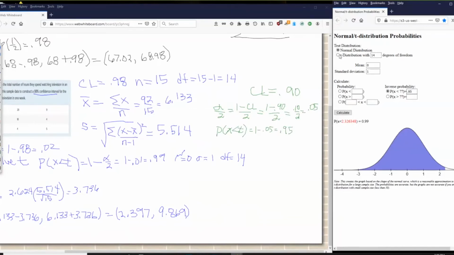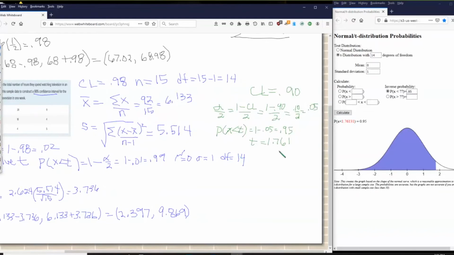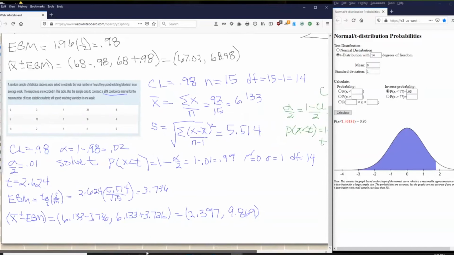Everything else is going to stay the same because we have 14 degrees of freedom. We're going to use the mean at 0, standard deviation at 1. We're finding the 95th percentile. That's going to give me a t-score of 1.761. So you can see the t-scores, compare them. When I have a 90 percentile, my t-score is 1.761. And then when I had a 98 percentile, my t-score was 2.624. So that's going to change my values quite significantly.